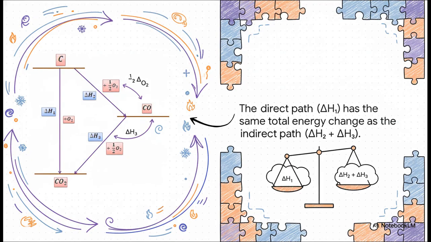This picture right here shows it perfectly. Look, we can take the direct path, and that has an energy change we'll call delta H1. Or we could take the scenic route, the indirect path, where we go through a middle step. The energy for that path is delta H2 plus delta H3. And what Hess's Law tells us is that delta H1 is exactly equal to delta H2 plus delta H3. The path doesn't matter.